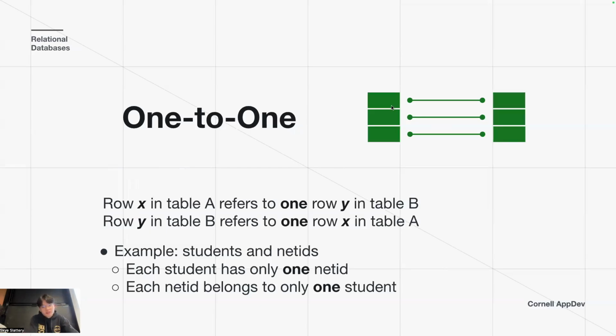So this is how a one-to-one looks. Imagine the green things as rows in a table. So row X in table A, for example the first row right here, is related to one row Y in table B. So every row can only be connected to one other row. For example, students and net IDs. Each student can only have one unique net ID, and one unique net ID is unique to one student. So you cannot have a student with two net IDs, or one net ID that's connected to two students, right? They have to only be connected to one object.